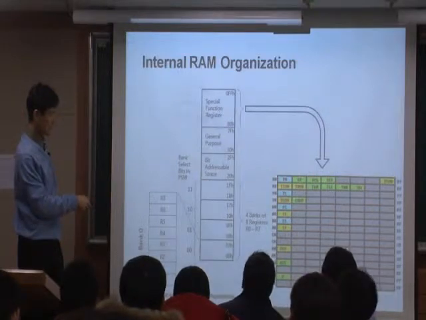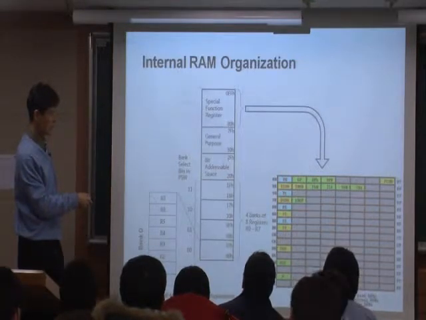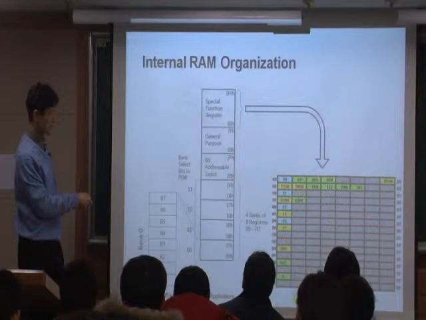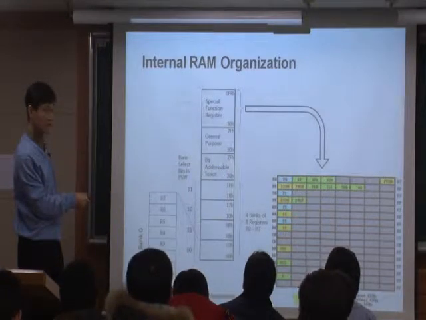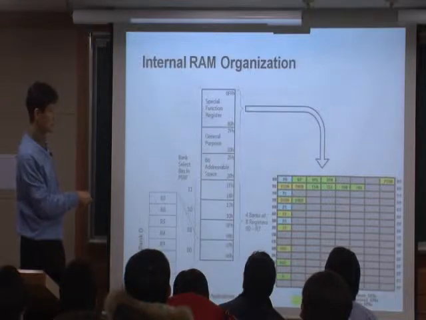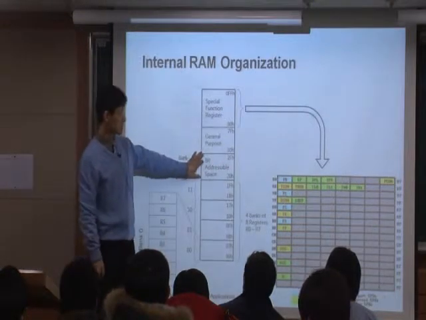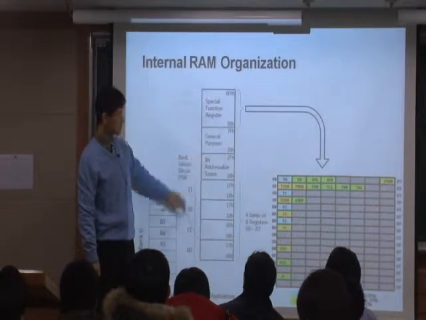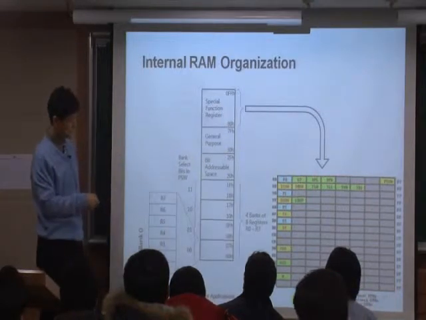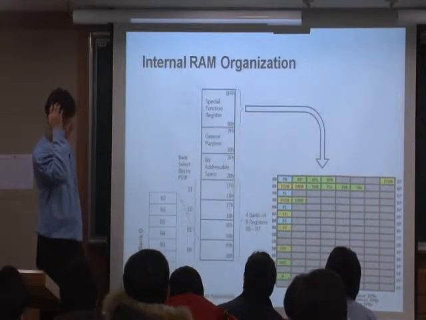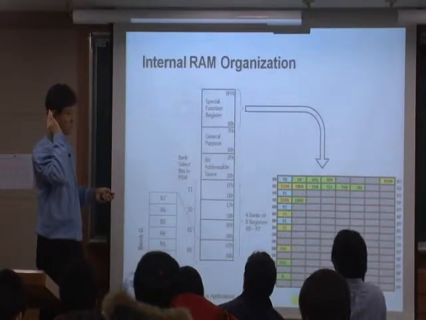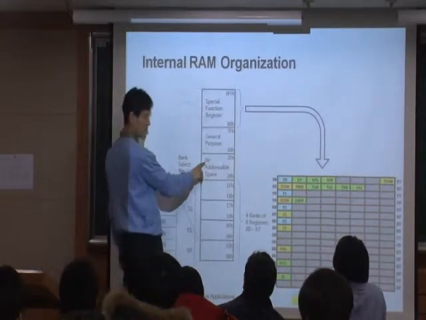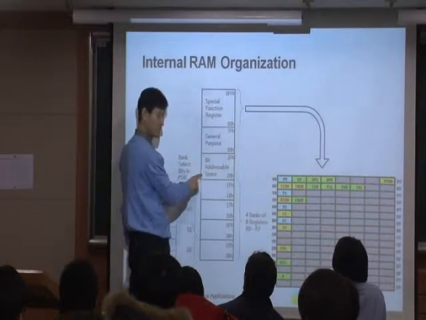This part, like 20 to 2FH, how much is the size of this? 16, yes, 16 bytes. This 16 bytes is called the bit addressable space. So what does this mean? This is a very special area for the 8051. So it has a bit addressable space.